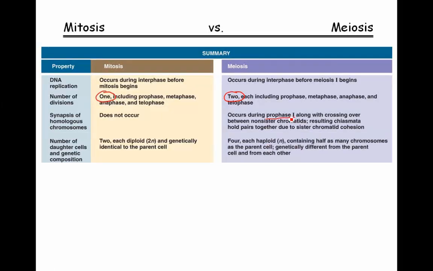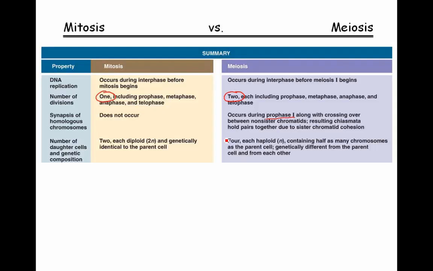The number of daughter cells will be different. In mitosis, we will get 2. And then in meiosis, we're going to get 4. These daughter cells, their composition is also going to vary. So in mitosis, they will all be diploid, just like the original parent cell, and they're all going to be identical in every way to the parent cell. So same number of chromosomes, same number of sets of chromosomes.